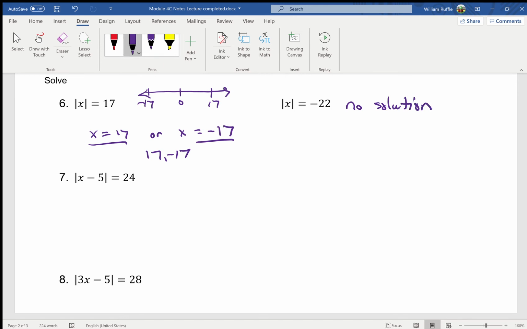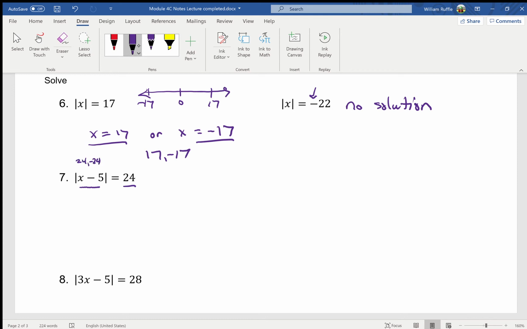It's not -22, +22. Absolute values are never negative. Now this next question: we have the absolute value of x minus 5 equals 24. So if inside here were positive 24 or negative 24, they would both work.